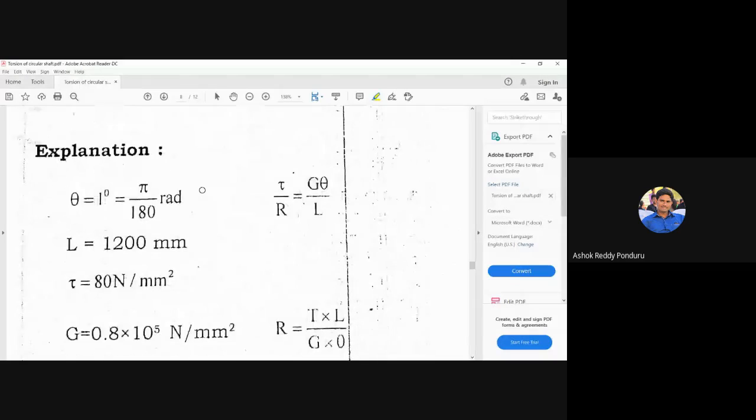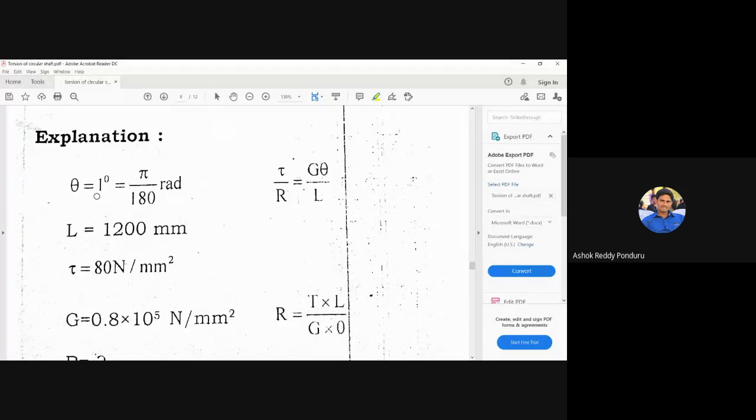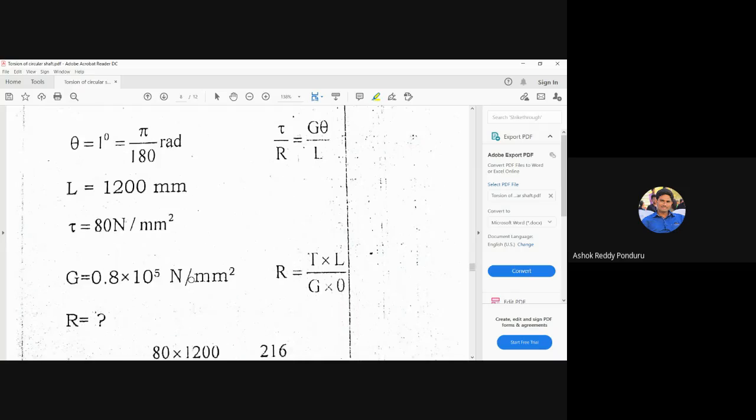Let us look at it one by one. Theta is equal to 1 degree. We convert it to pi by 180 radians. Already I told you that if in the problem theta is given in degrees, it should be converted into radians. So pi by 180 radians, length is equal to 1200 mm, tau is equal to 80 Newton per mm square, and G is equal to 0.8 into 10 to the power of 5 Newton per mm square. Then we can find the R.